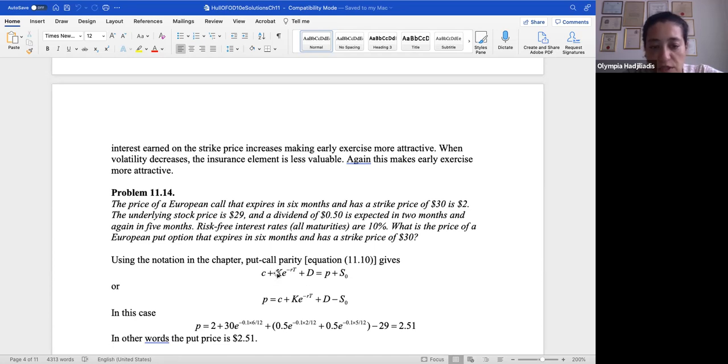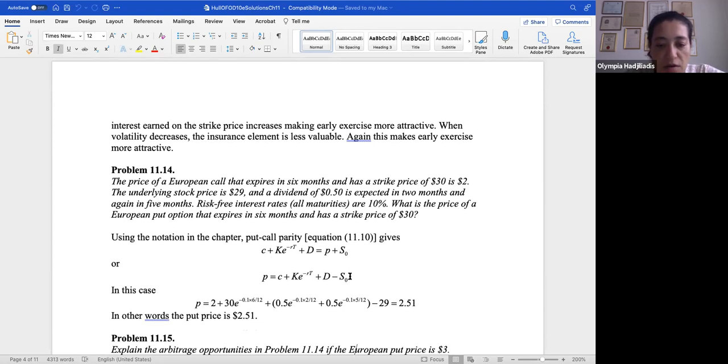Using the notation in the chapter, put-call parity gives C plus K e^(-rT) plus D is equal to P plus S0, or P is equal to C plus K e^(-rT) plus D minus S0. Basically D is the present value of the two dividends that are paid, and everything else you just plug in for what it is.